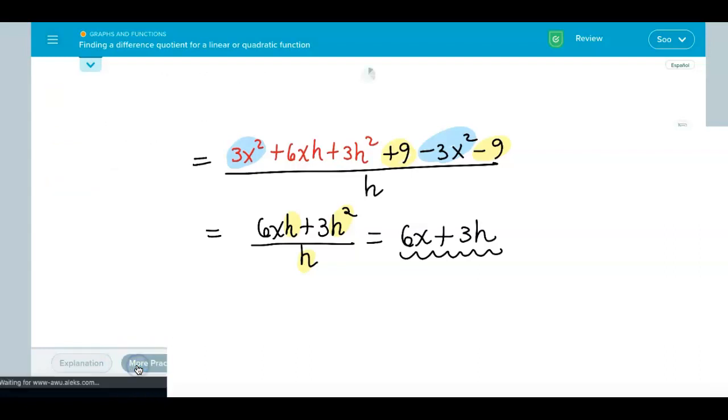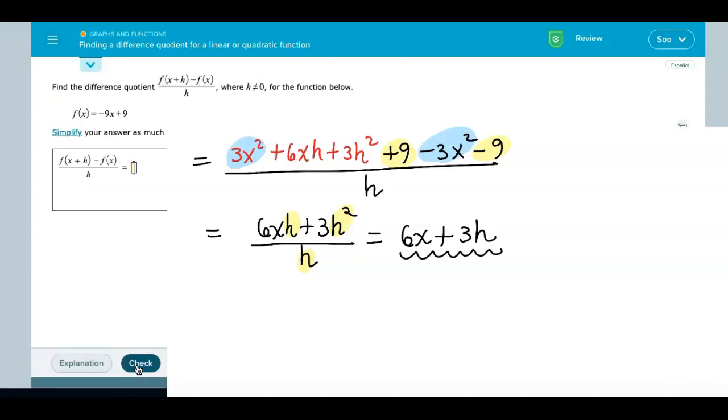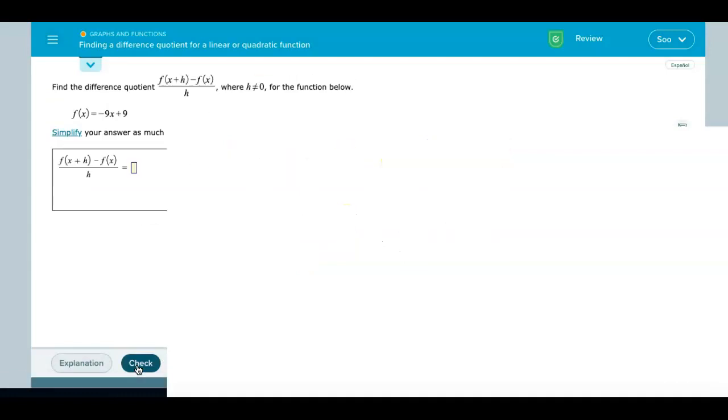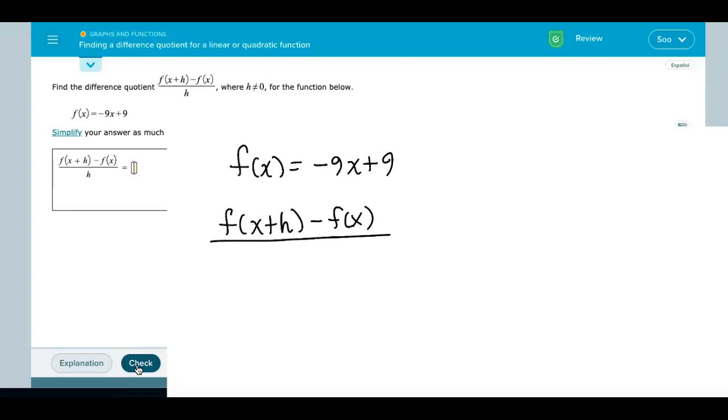Yay, more practice. Oh, this one is a linear. This is going to be an easier one. So the function is f of x equals negative 9x plus 9. So I write down the difference quotient formula. I don't know if you noticed, but figuring out the numerator is the hardest part of a difference quotient problem. So plug in the x plus h into x.